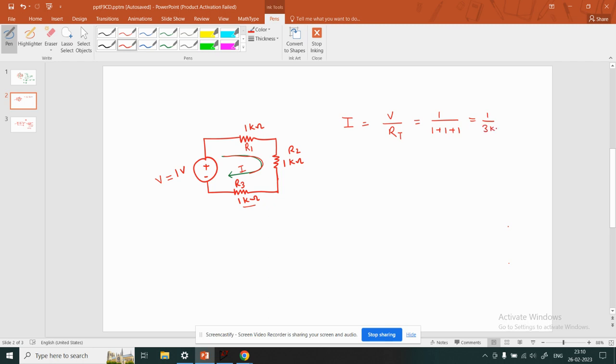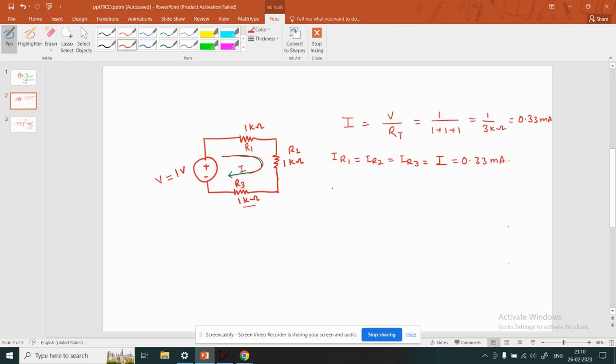So 1 over 3 kilo ohm, and the current would be 0.33 milliampere. Now the same current flows through all of these resistors. Therefore we'll say that IR1 equals IR2 equals IR3 equals I, which is 0.33 milliampere.